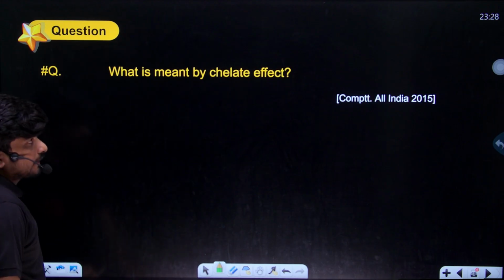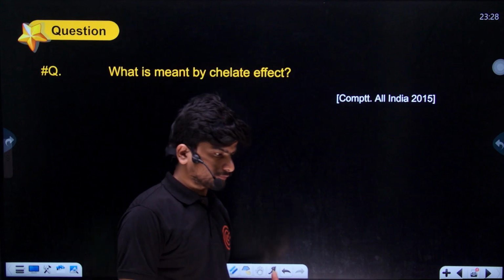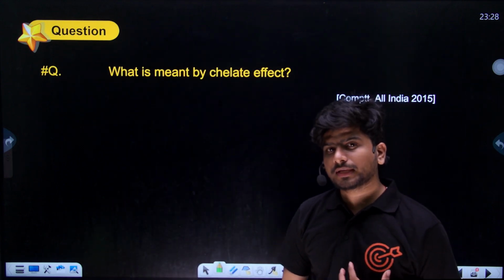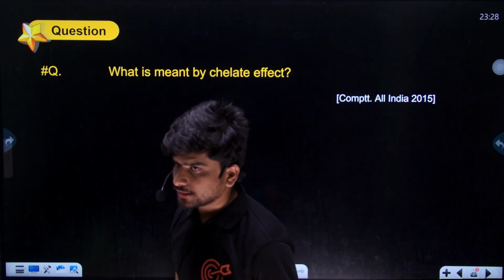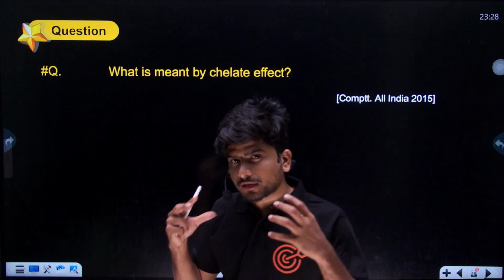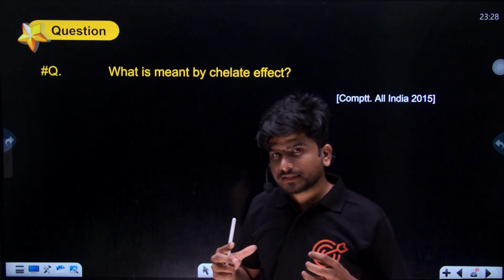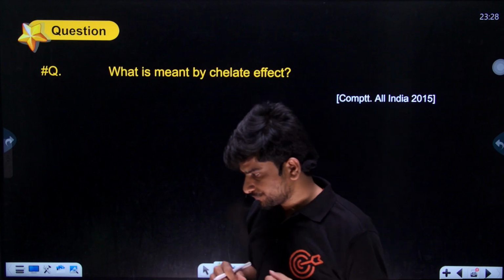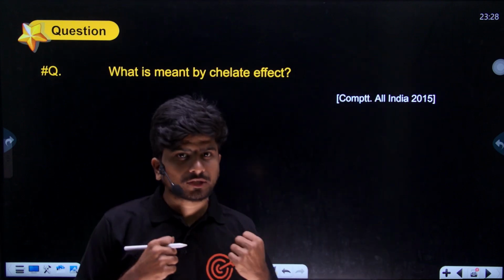What is meant by the chelate effect? I told you, the presence of two or more than two donating atoms will be there, and they will be acting as ligands here. So what does this actually do? If you think from a thermodynamic point of view, chelation is something which maximizes the stability of the compound. How does it maximize the stability of the compound?